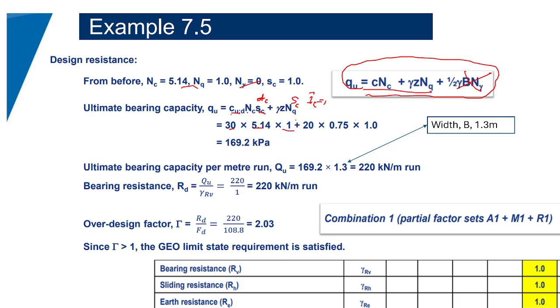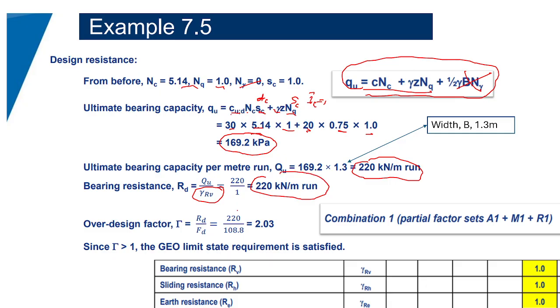NQ is 1 also. The unit weight of the soil is 20, and Z is equal to 0.75. So this will be your ultimate bearing capacity. Your ultimate bearing capacity in kilopascal, when you divide it by the width, which is 1.3, will be your ultimate bearing capacity per meter. That becomes your resistance if you divide it by the factor of safety.